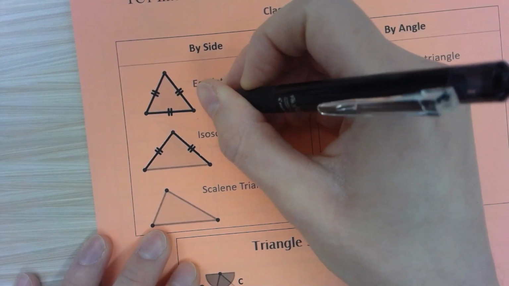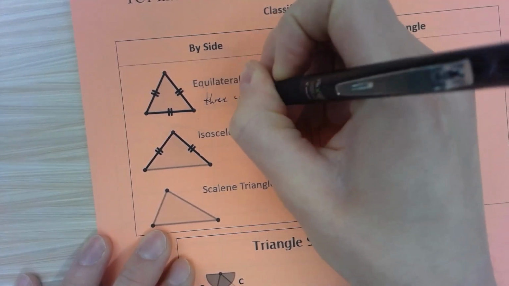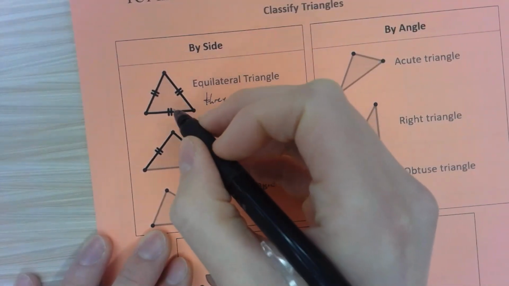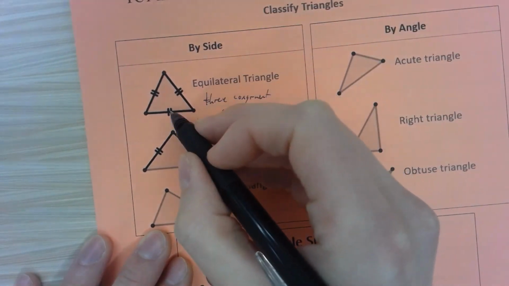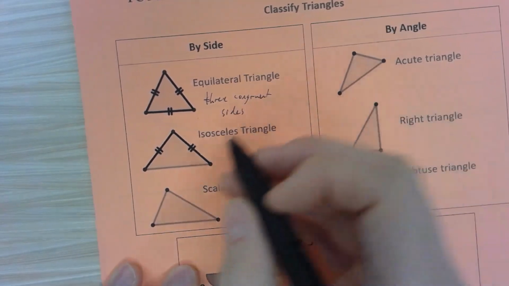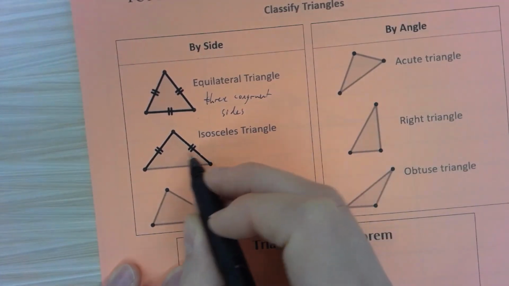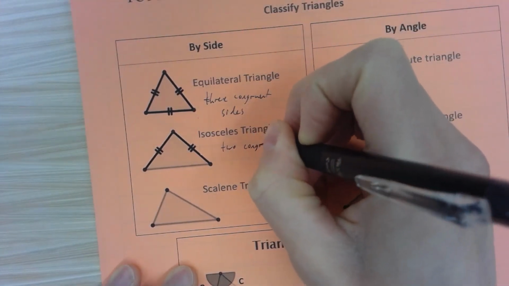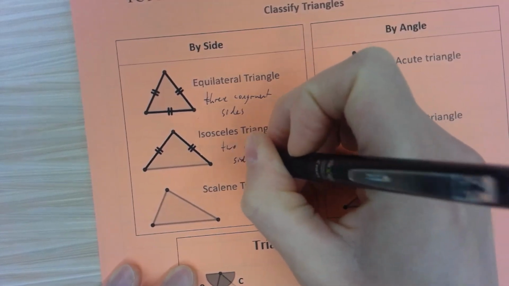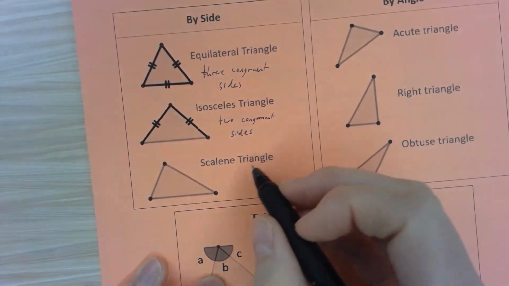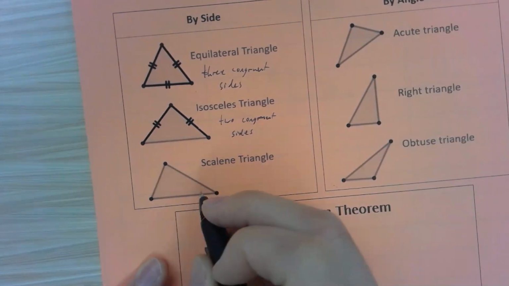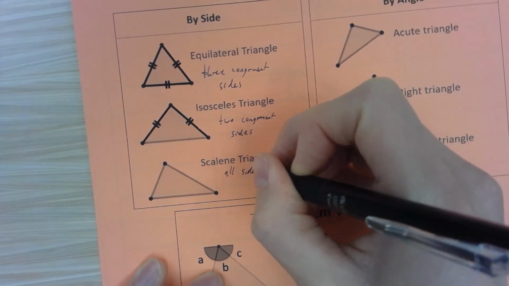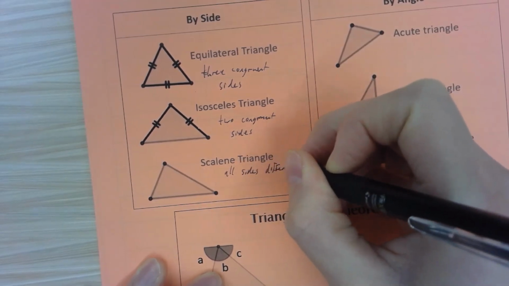So three congruent sides. Notice the markings on the segments. Same number of marks means those are equal measure. Isosceles triangles have two congruent sides. And scalene triangles have none of their sides the same length. All three sides are different lengths.